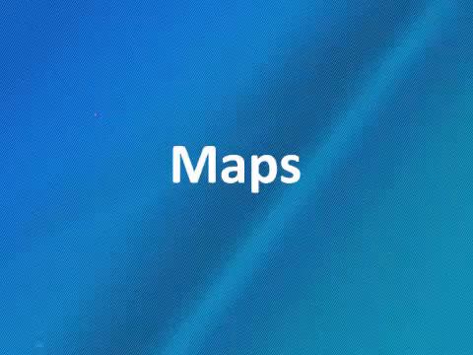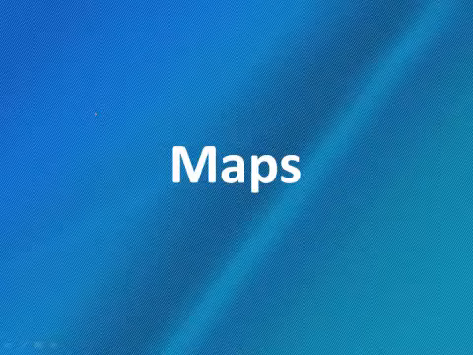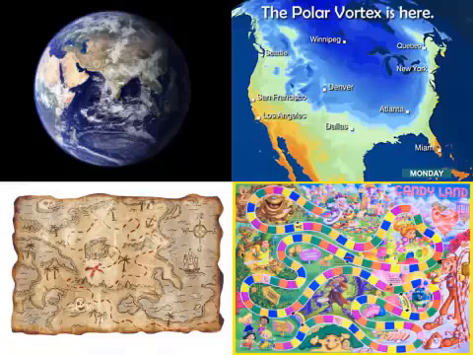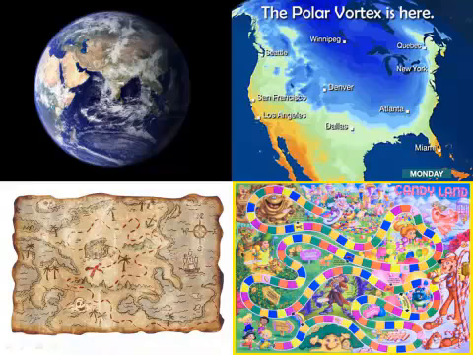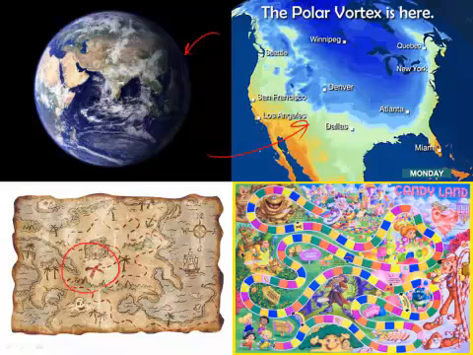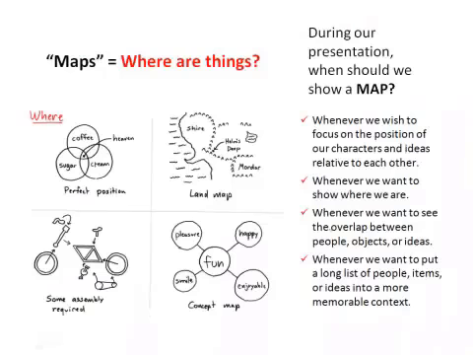Moving on, picture type number 3, we're going to talk about our maps. Maps are the type of pictures we show that show the spatial relationship of things. Here's where countries are on Earth. Here's where the coldness is coming in. Here's where the buried treasure is. Here's how to win the game. Maps. Maps show where things are.